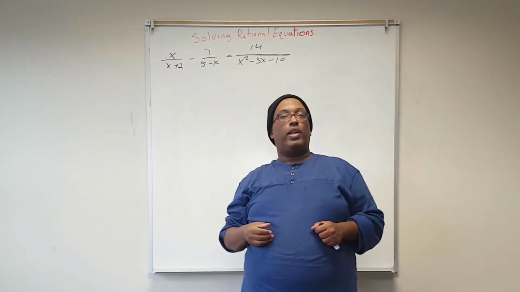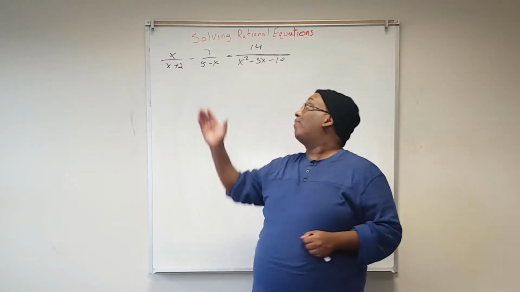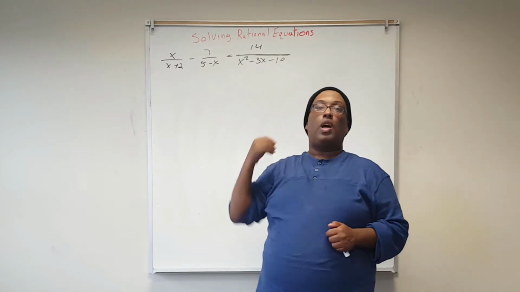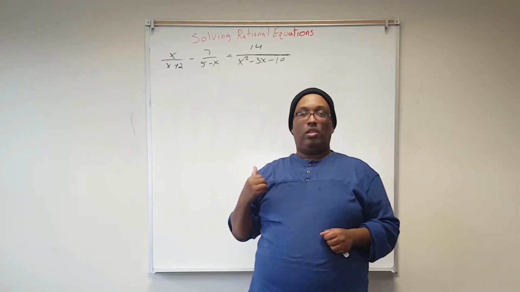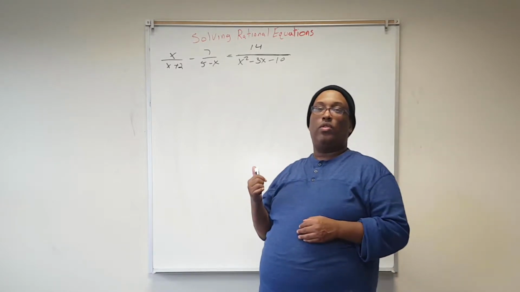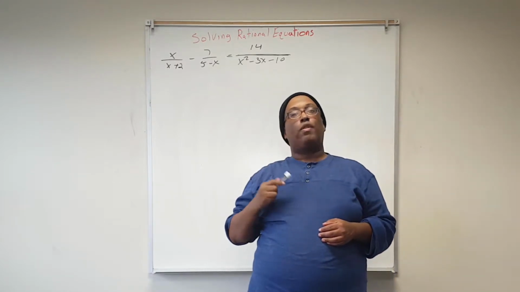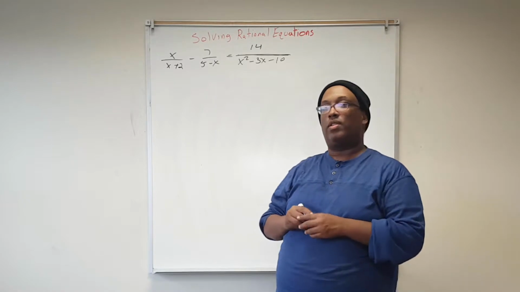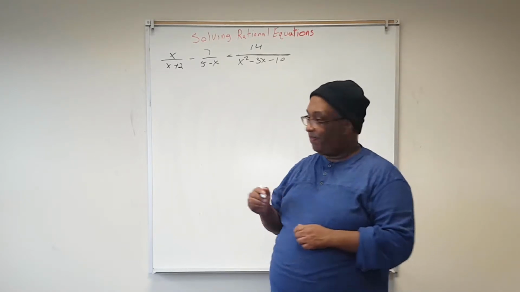A rational equation is an equation in fractions where the denominator has a variable. So today we're going to work with this example, and the way to do these is to always factor first. So first we're going to factor this and rewrite it in factored form.